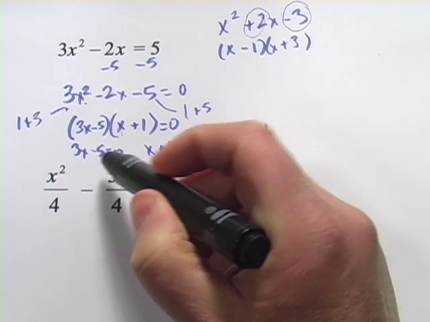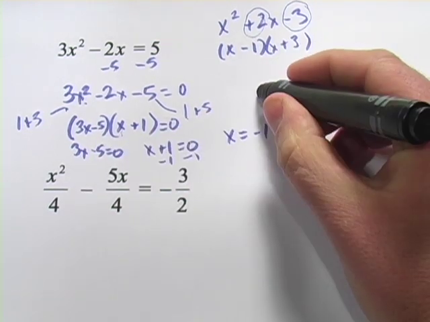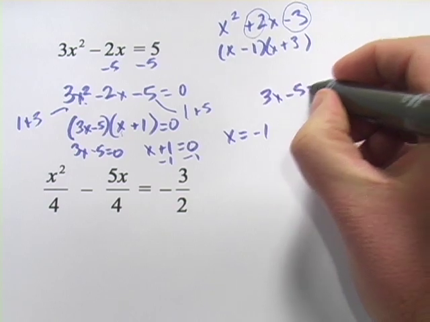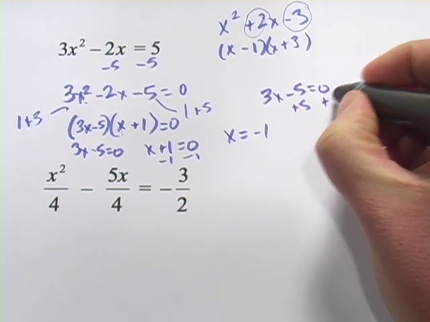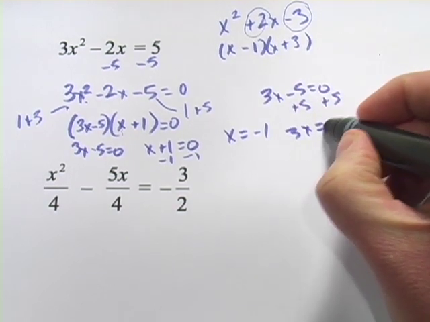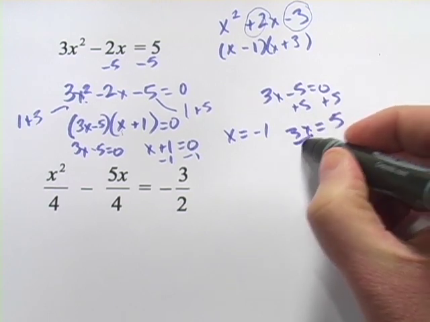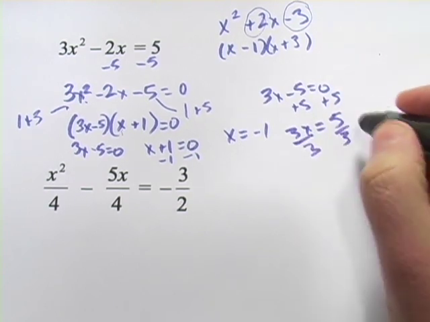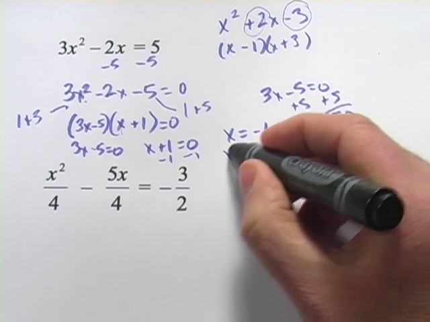Here, 3x minus 5, I'd want to add 5. Let me put it up over here. 3x minus 5 equals 0. I'd add 5. 3x equals 5. And then divide by 3. And we get x equals 5/3.